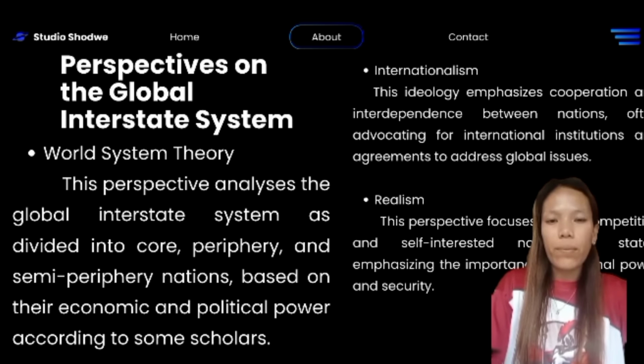What is realism? Realism is a perspective that focuses on the competitive and self-interested nature of states, emphasizing the importance of national power and security. Example, in art, Gustave Courbet's The Stonebreakers. This painting depicts two laborers breaking stones, a scene from everyday life, emphasizing the harsh realities of labor.